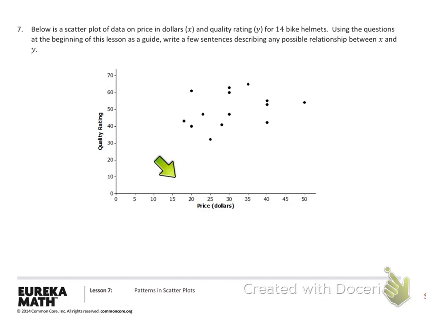Are we noticing anything as X increases here? We have Y's in all this range, from about 30 up to 65. It does not, the price in dollars does not appear to be correlated to a quality rating. Okay, so we could say there does not appear to be a relationship between quality and price of bike helmets in this study. There's no pattern in this scatter plot. Something to that effect you should have written. Okay, let's look at the next one.